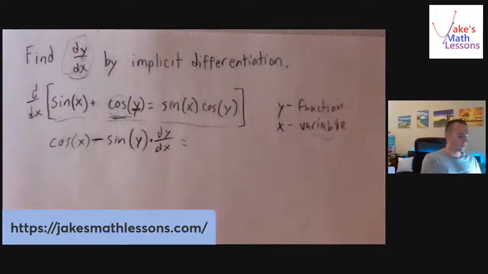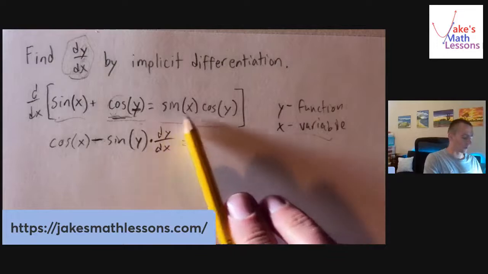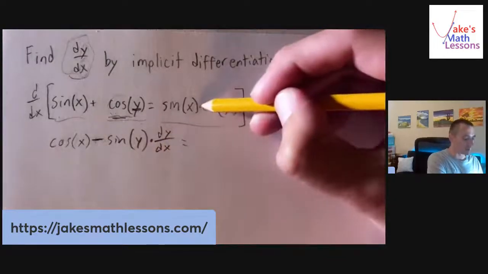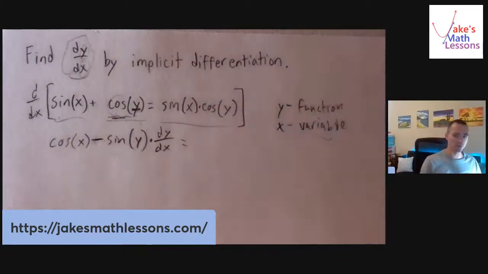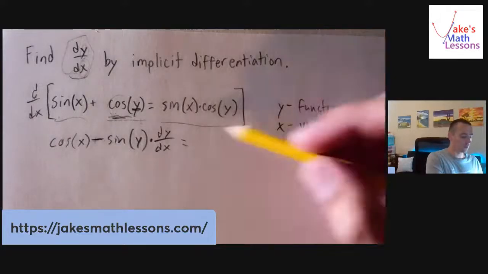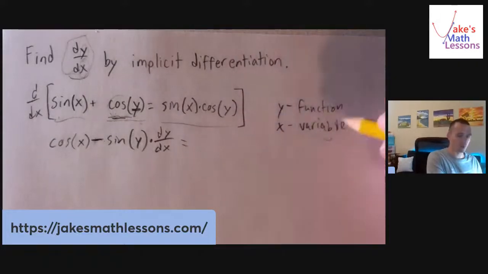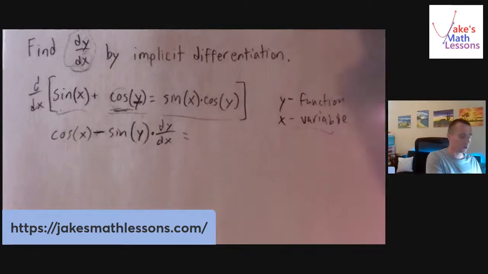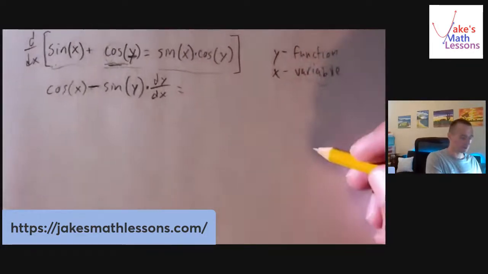Then for the right side of our equation, we're going to have to do the product rule here because we have sine of x times cosine of y. So we have these two separate terms being multiplied together. So to do product rule, we kind of want to create a little side problem out of that. So I'll just go over here for a second.